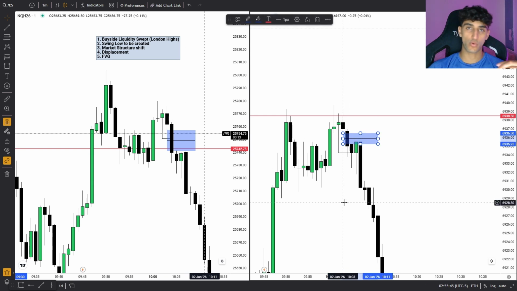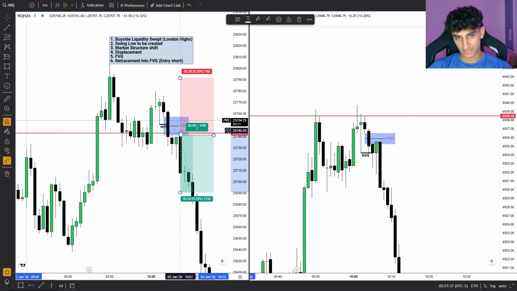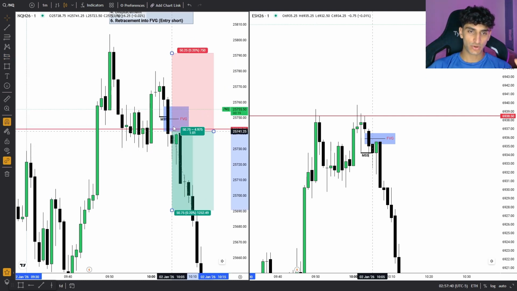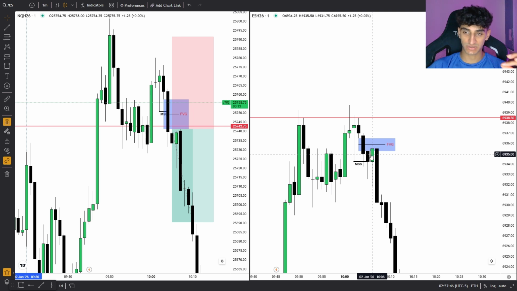So number 6 on our checklist criteria is going to be our retracement into that fair value gap. As soon as price retraces into that fair value gap, we will be executing the trade going short. But if we look very closely, we don't see an actual retracement on NQ, but we do see that retracement happen on S&P 500.